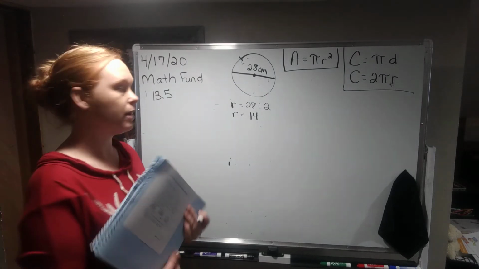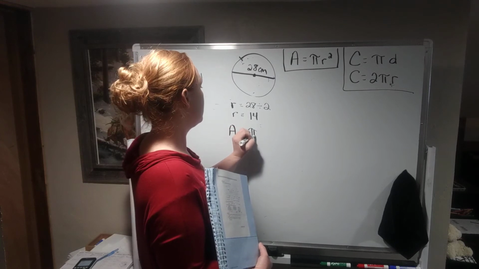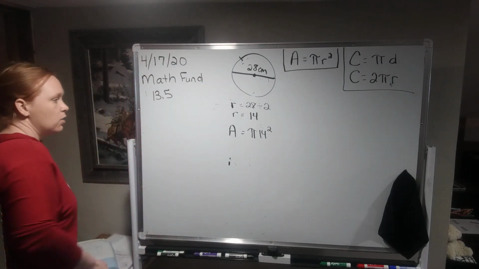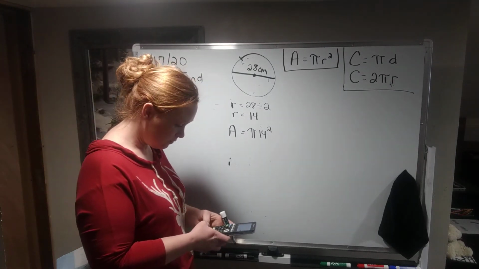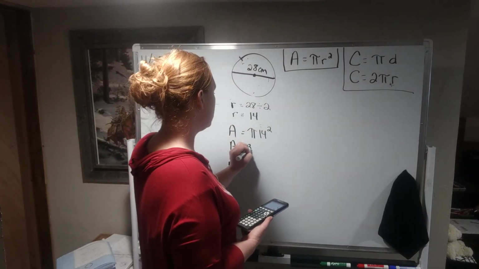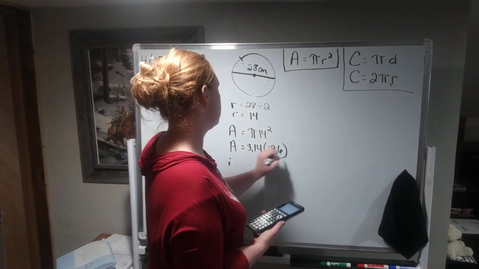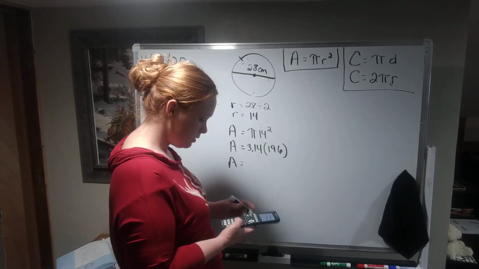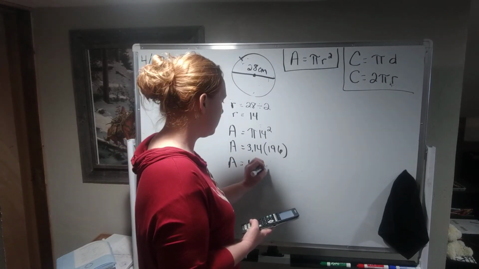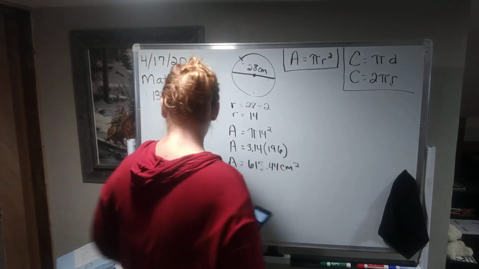Now I have a number I can use in my formula. So area equals pi 14 squared. Okay, so in order to answer this question, I need to do 14 times 14 equals 196. So area equals 3.14 times 196. So area equals 615.44 centimeters squared. Okay?